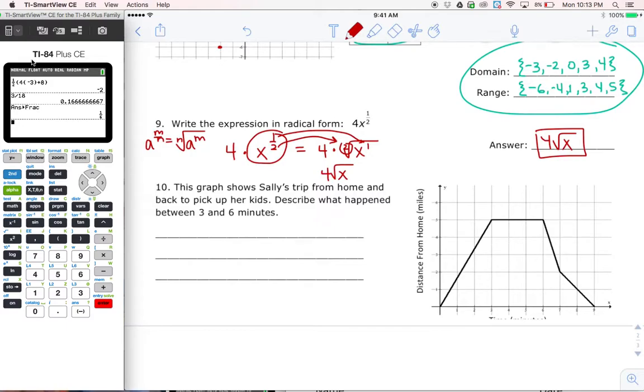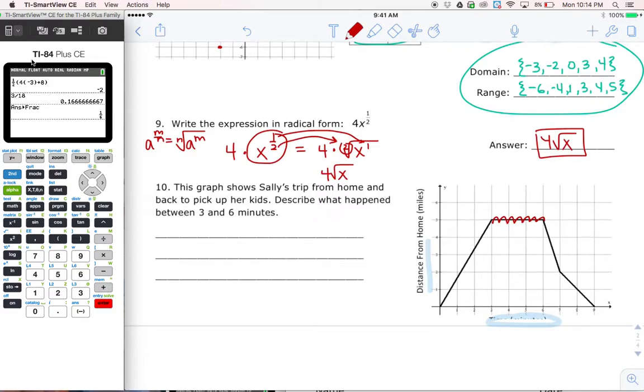Okay, last but not least, problem 10. This graph shows Sally's trip from home and back to pick up her kids. Describe what happened between 3 and 6 minutes. All right, well, since this is time, I know you can't really see that, and this is distance. So if time is passing, but her distance is not changing, what's she doing? One more time. Time is passing, but her distance from home remains the same. Guys, that has to mean that she stopped.